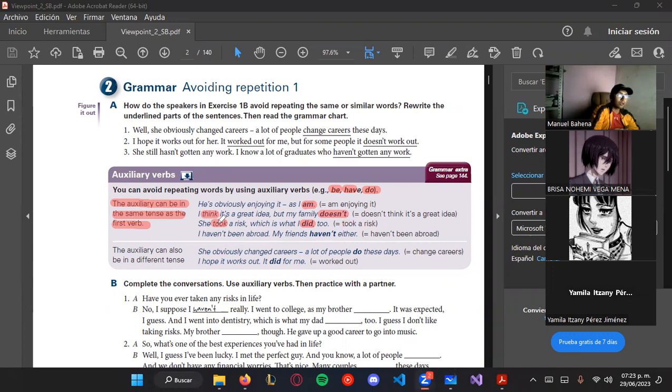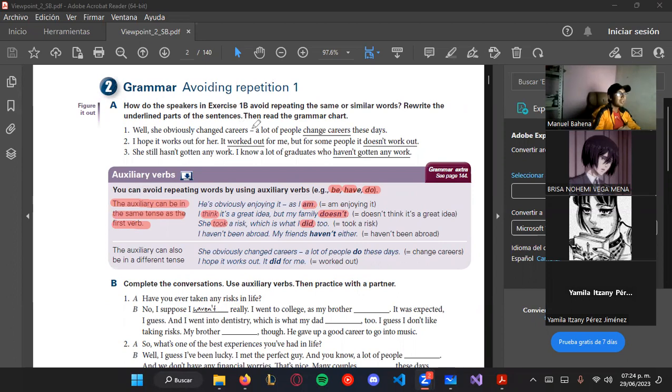Exacto. Took, it's in what tense? Brisa, in what tense is the verb took? Tense. In what tense? Past, exactly. It's in past. And the auxiliary did? The same past. It's in the same, right? It's on the past. Exactly. Past simple. Perfect. Yes, indeed.